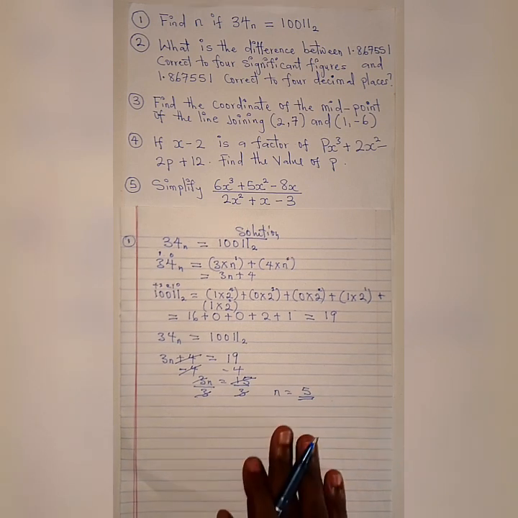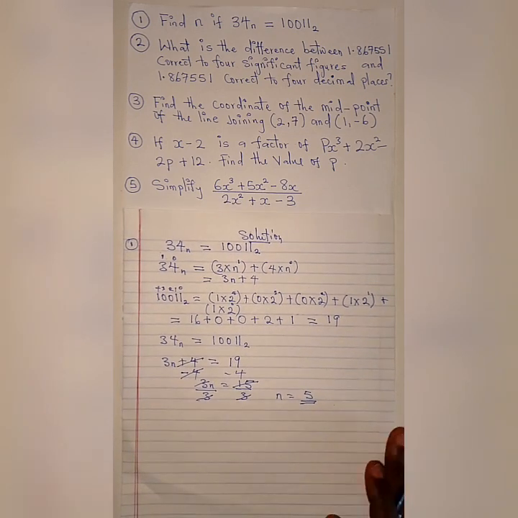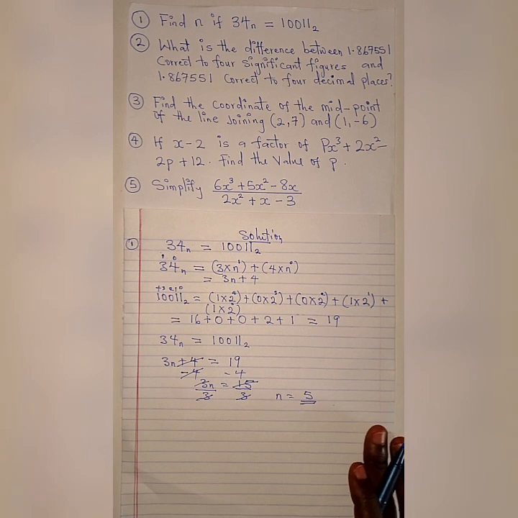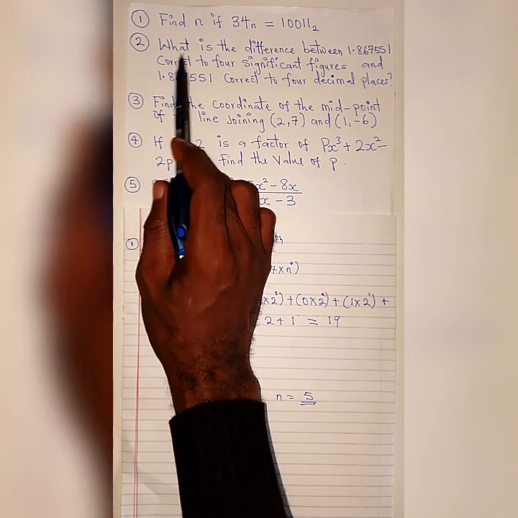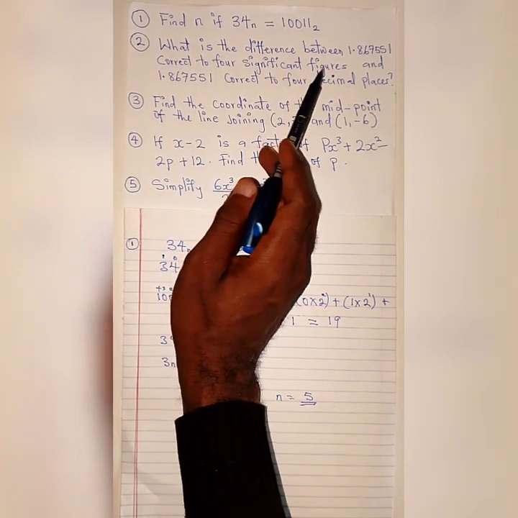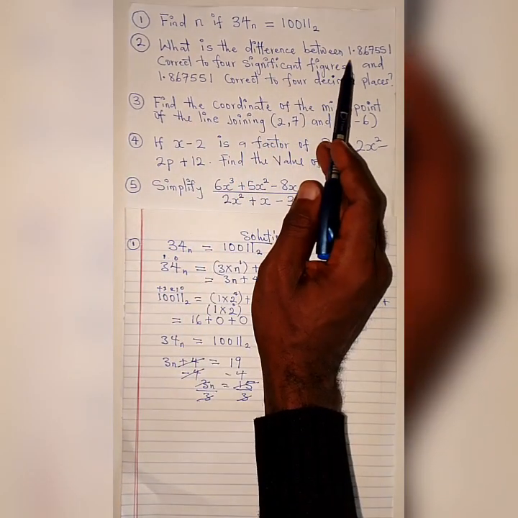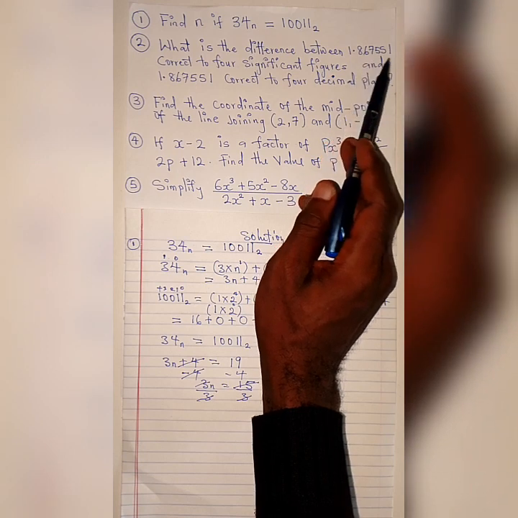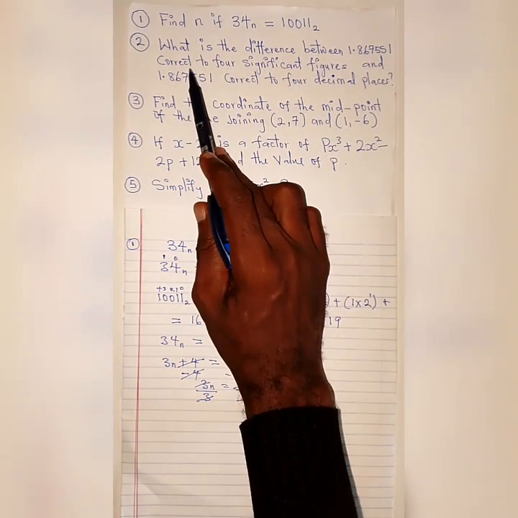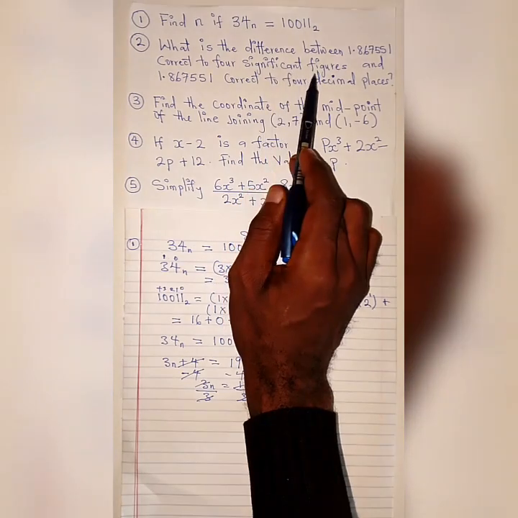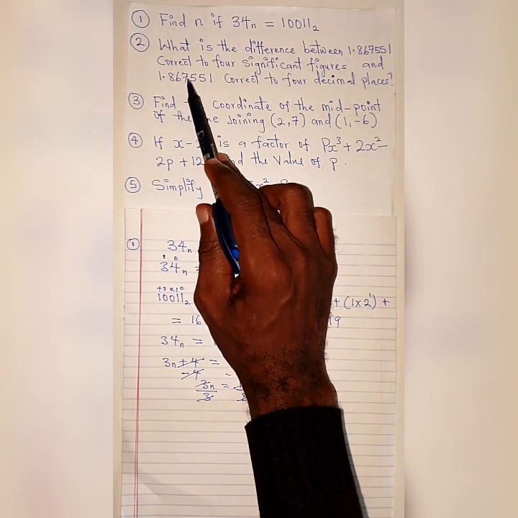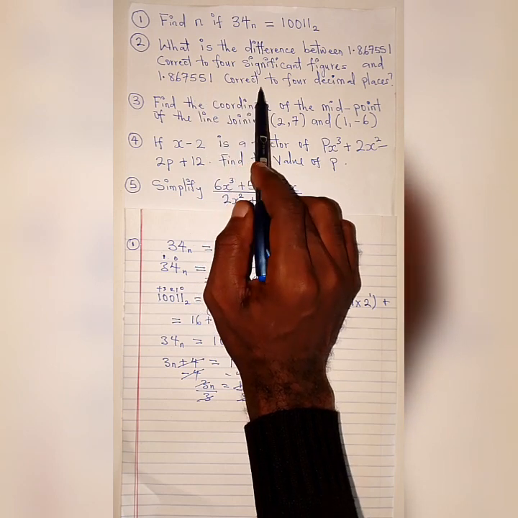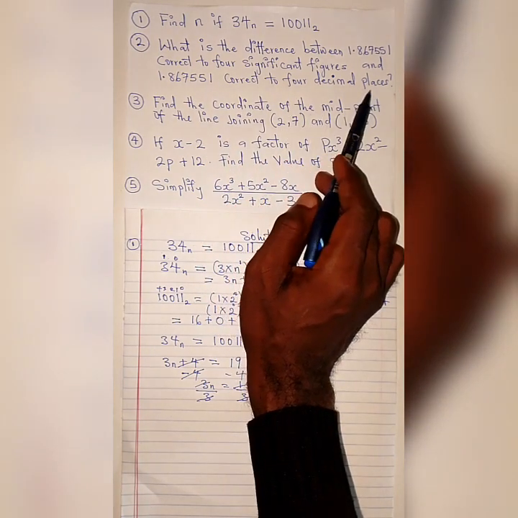All right, now let's proceed to question number 2. Question number 2 says, what is the difference between 1.867551 correct to 4 significant figures and 1.867551 correct to 4 decimal places?